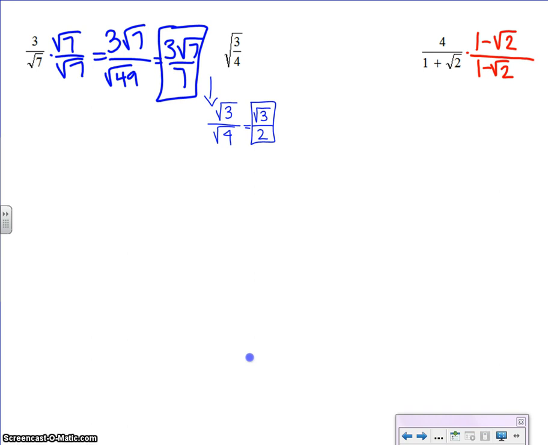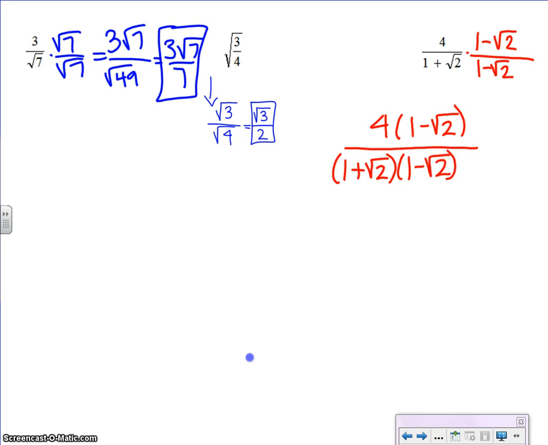Kind of like the difference of squares, now we're going to eliminate the middle terms. So for our numerator, we're going to do 4 times 1 minus root 2. In our denominator, 1 plus root 2 times 1 minus root 2. So for our numerator, we can distribute. So we'll have 4 minus 4 root 2.